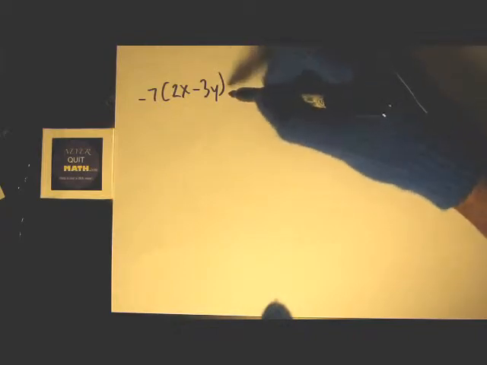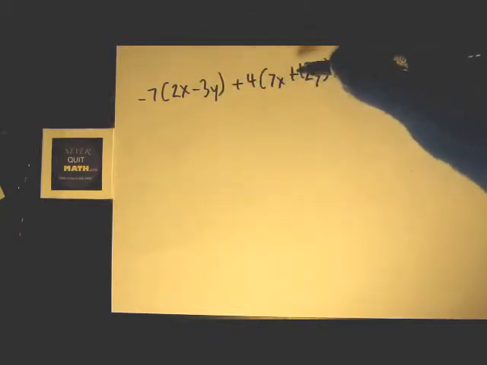Alright, so let's do some problems. Let's try this one out. Okay, we got negative 7 times 2x minus 3y plus 4 times 7x plus 12y.